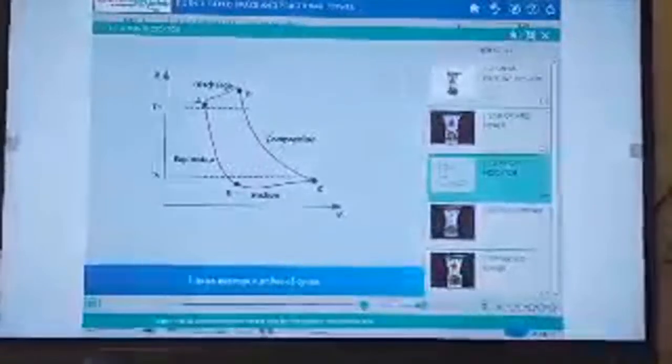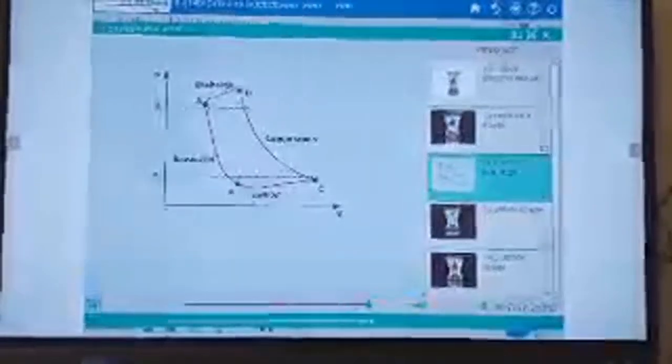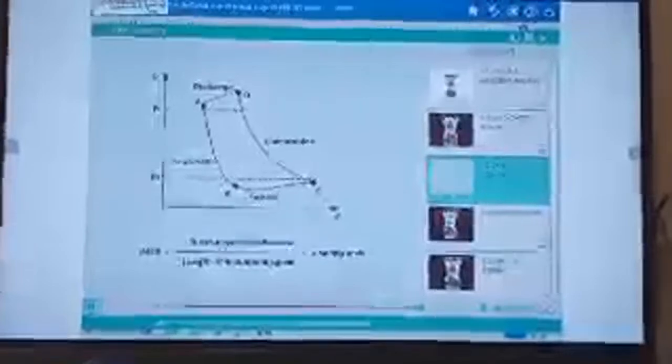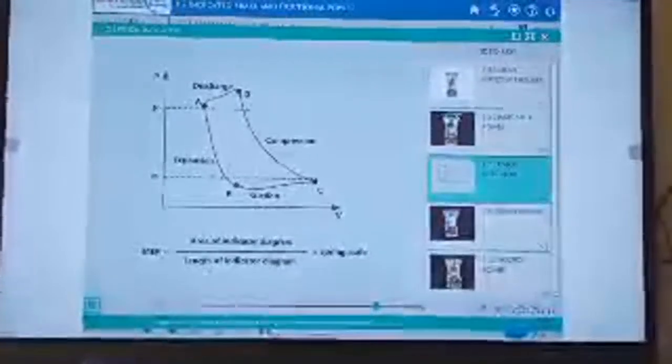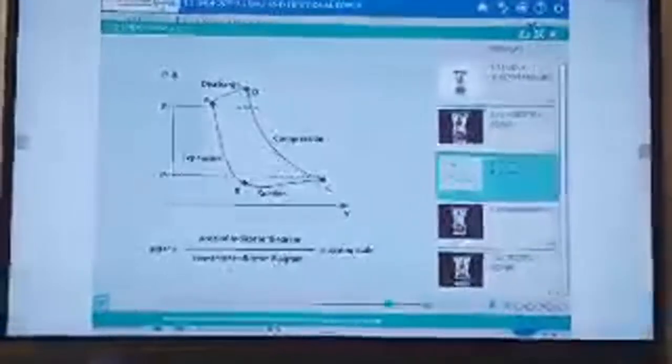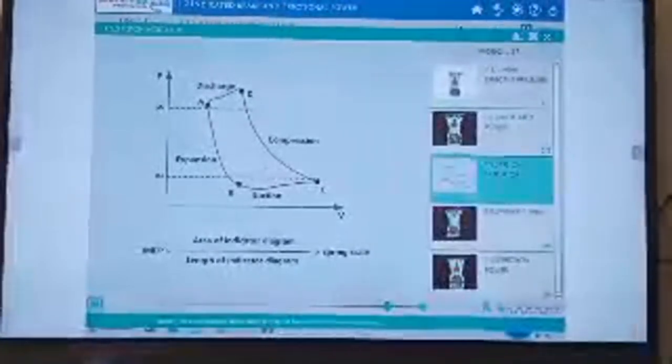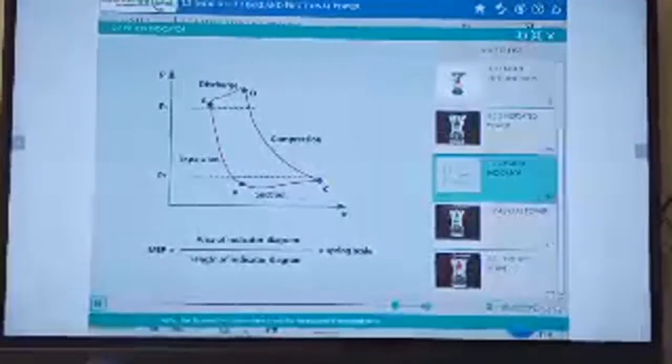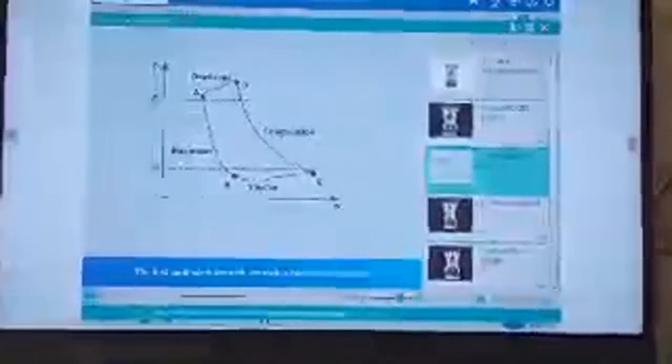It is an average of a number of cycles. Indicated mean effective pressure is equal to area of indicator diagram divided by length of indicator diagram into spring scale. The first method is the one which is most commonly used.